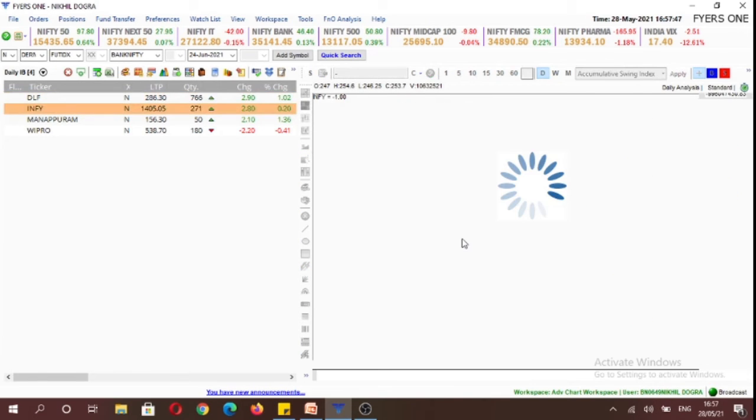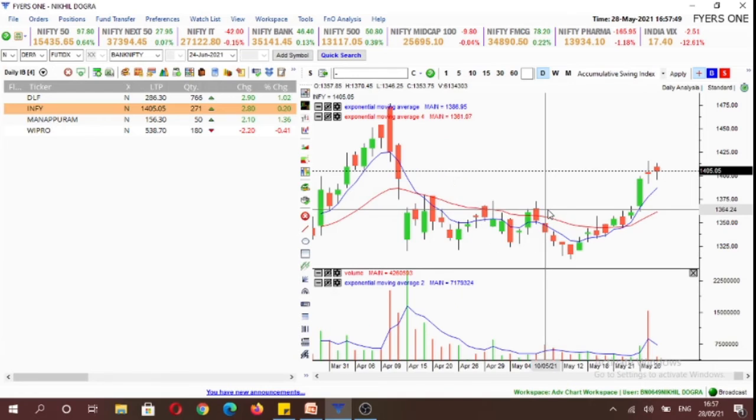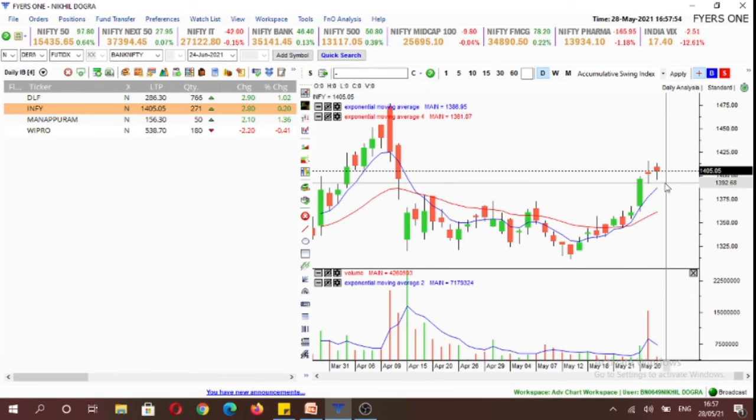Second stock is Infosys. You will see again it's in an uptrend, and it is trading above its 5-day exponential moving average. So we'll look for buying opportunity above 1414.1 levels with normal size, and we'll look for selling opportunity below 1396 levels with half our normal size.